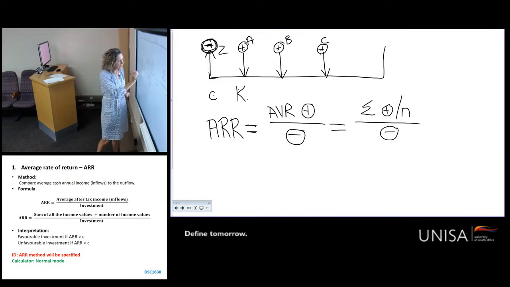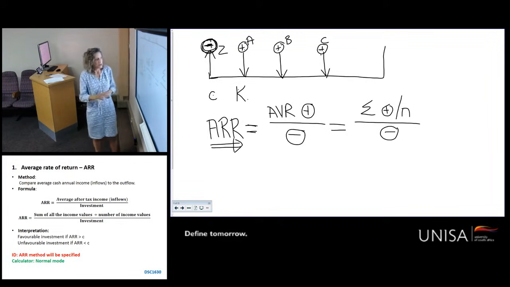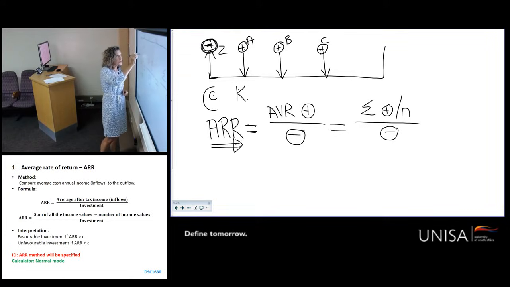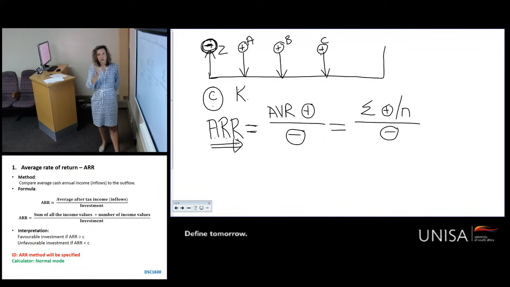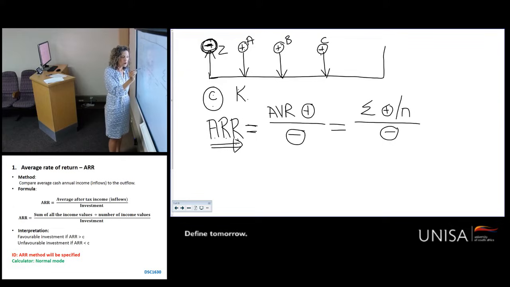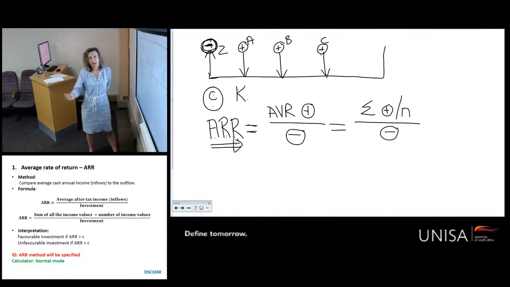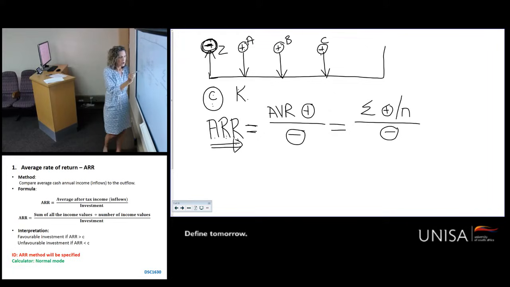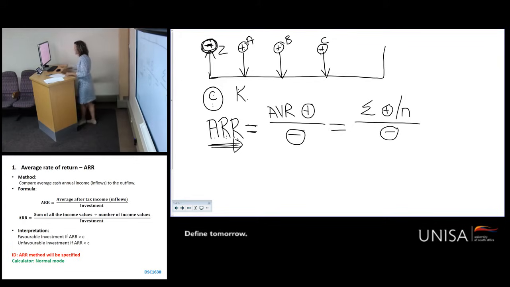How would I interpret if it is good or bad? We compare this average return, right? On average, what will my return be? You compare it to your C or your cost of capital. Now, if your average rate of return is bigger than the cost of capital, then it will be a favorable or a good investment. Why? Because your rate of return is bigger than what it will cost you to borrow money and make this investment. So then it's a good one. And unfavorable when your average rate of return is smaller than your value C.